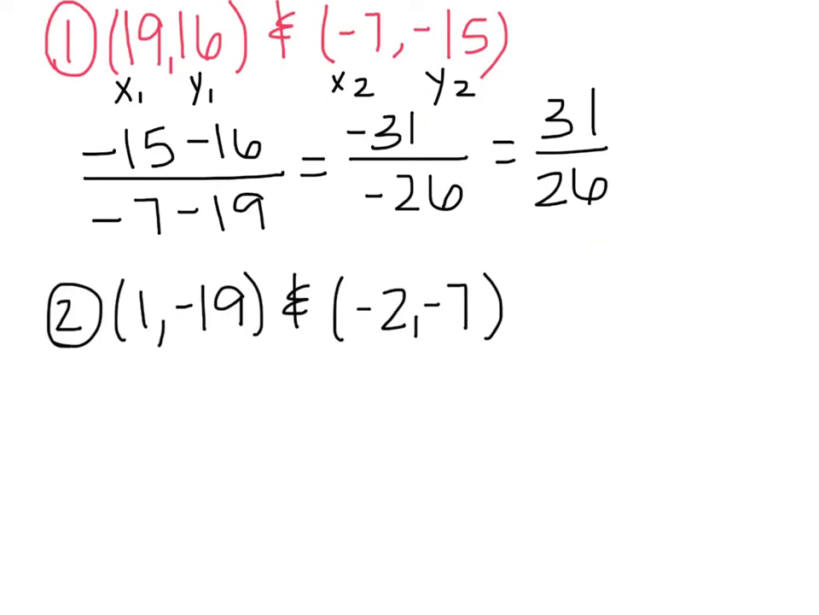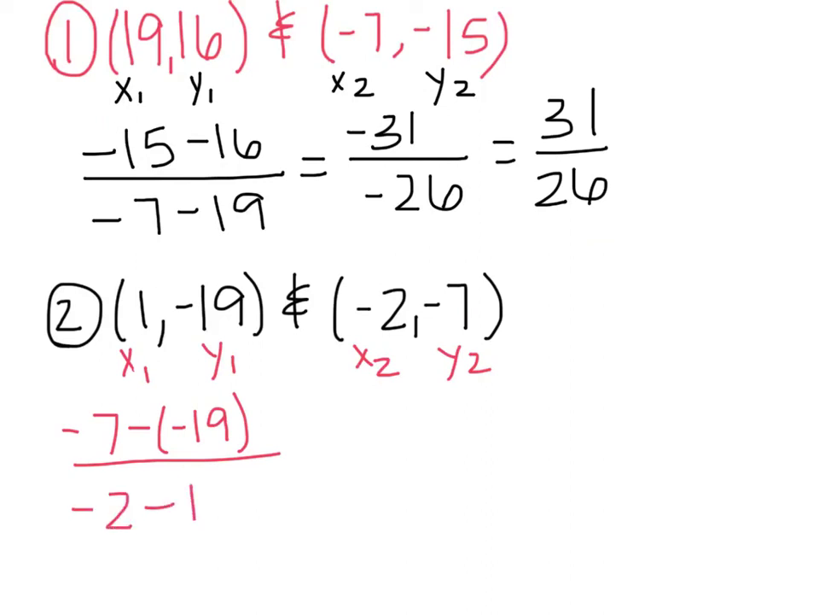All right, let's try the next one. Let's go ahead and label again x1, y1, x2, y2, and let's plug them in the formula. So y2 minus y1 is negative 7 minus negative 19. And then we want x2 minus x1, so negative 2 minus 1.